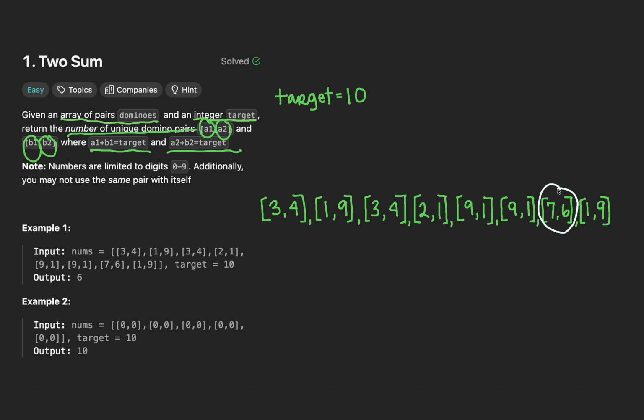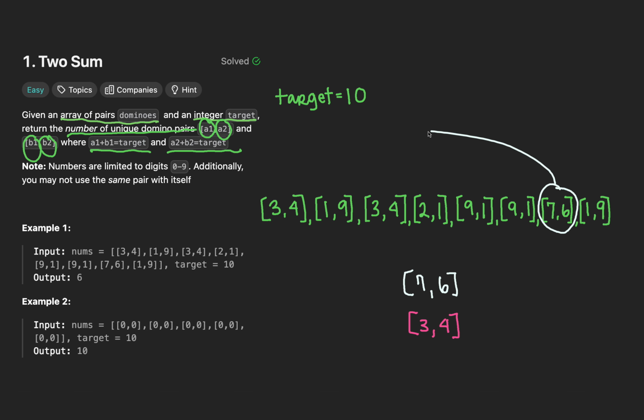Let's take this domino here, 7, 6. How do we calculate what the complement domino is that we're looking for? Well, we can minus 7 from our target, and that's going to give us a value of 3. Then we can minus 6 from our target. That's going to give us a value of 4. Scanning all of our previous pairs, is there a 3, 4?